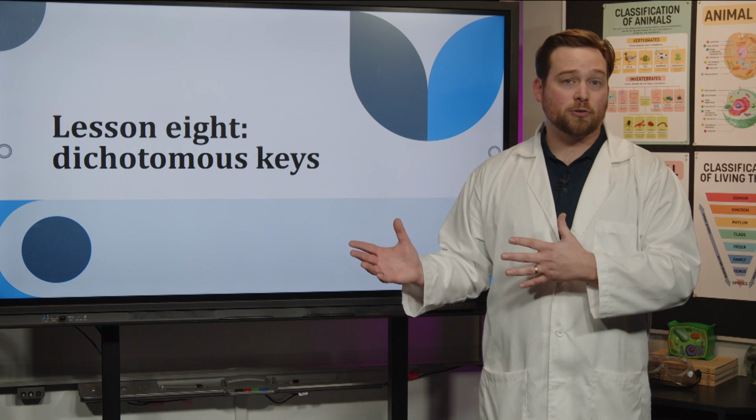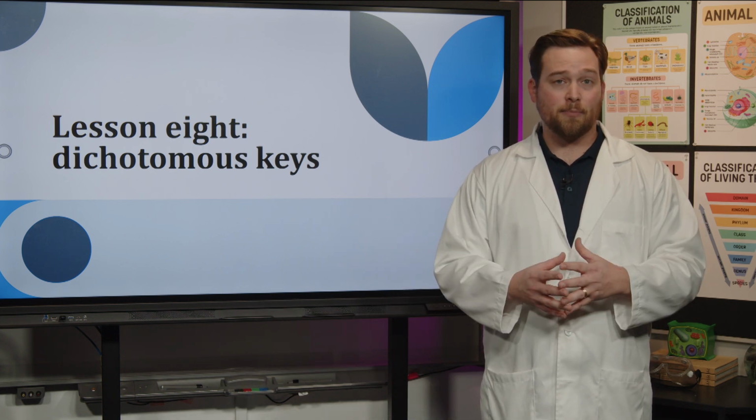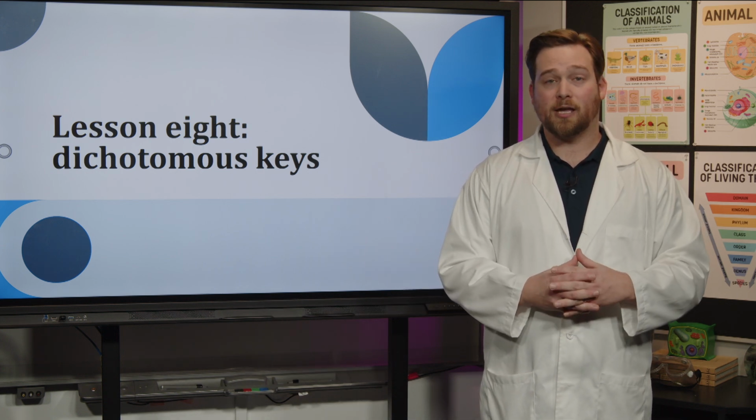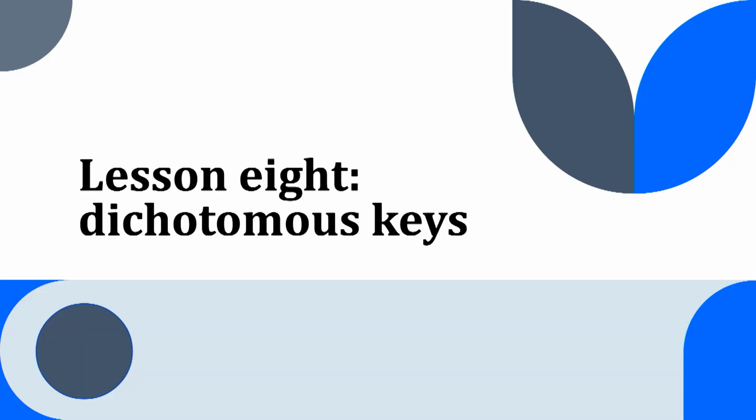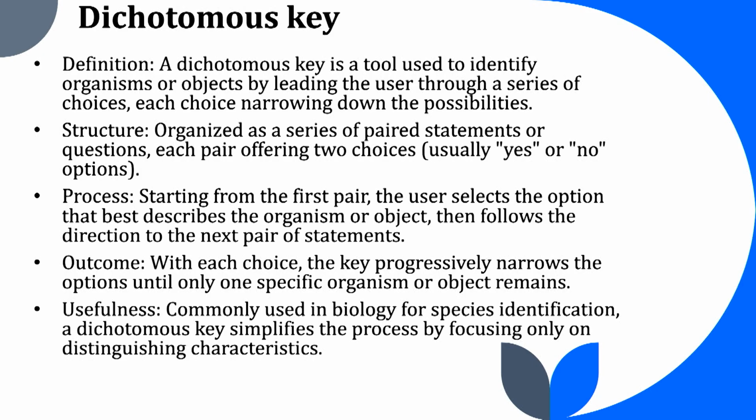So let's take a closer look at it. We'll do an easy example and then we'll go through a more complicated example towards the end of the lesson. So let's go ahead and learn about a dichotomous key. A dichotomous key is a tool used to identify organisms or objects by leading the users through a series of choices. Each choice is going to narrow down the possibilities.